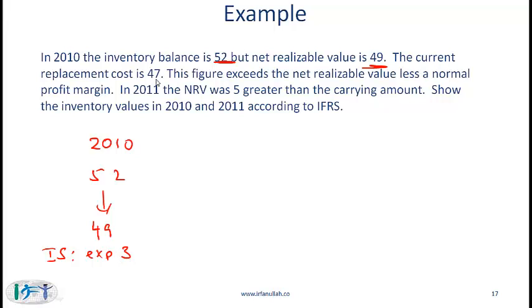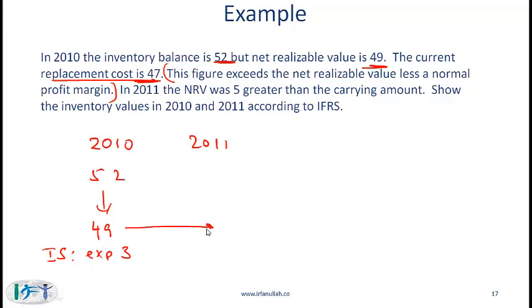The current replacement cost is 47. This term is going to be used when we talk about US GAAP. The next statement also is relevant for US GAAP that we will talk about on the next slide. In 2011, the NRV was 5 greater than the carrying amount.